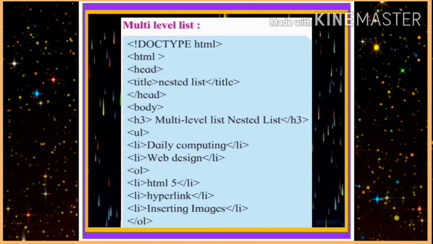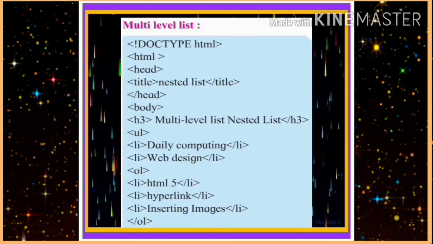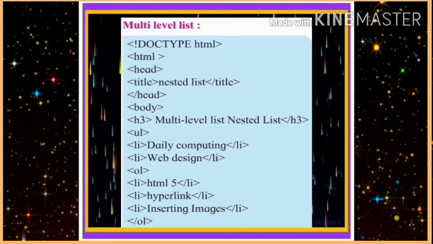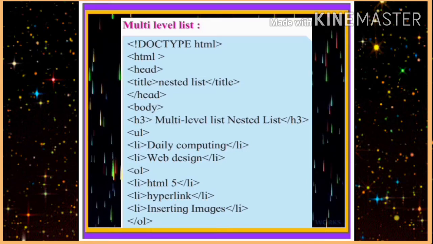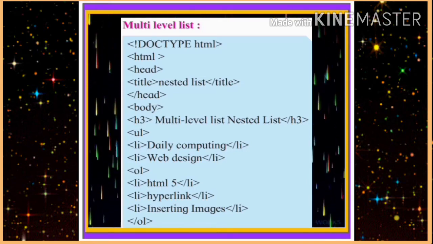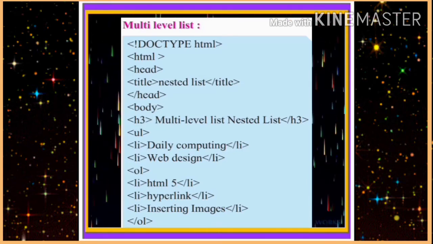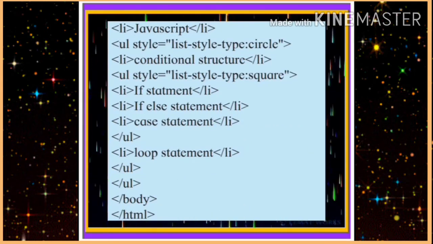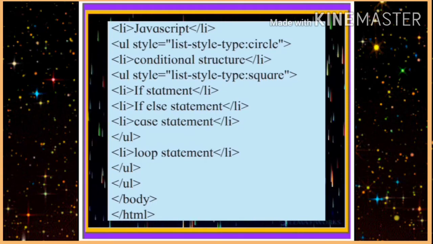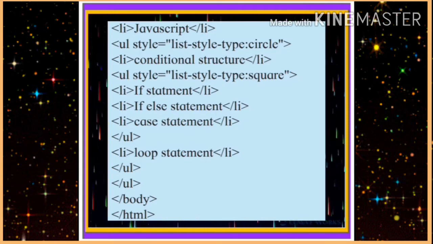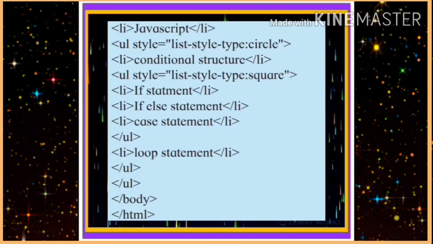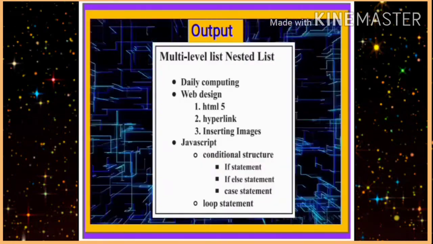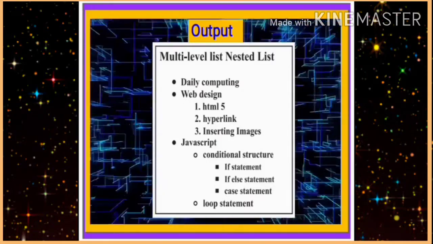You can also create the multi-level list in HTML5. Here is one example of multi-level list, that is nested list. Just go through the example, see the elements which are inserted by using UL tag and OL tag with the help of LI tag. Save the program, execute it on the browser. You will get this output, which shows the multi-level list.